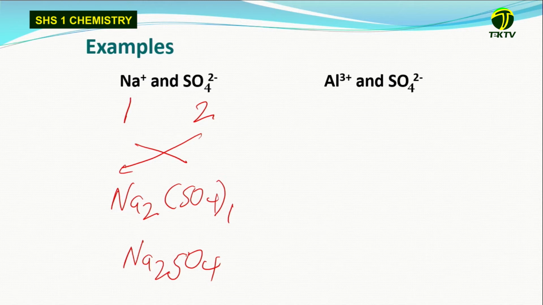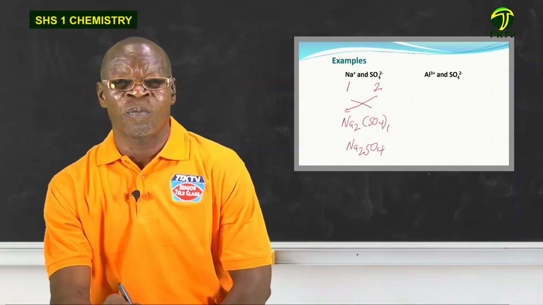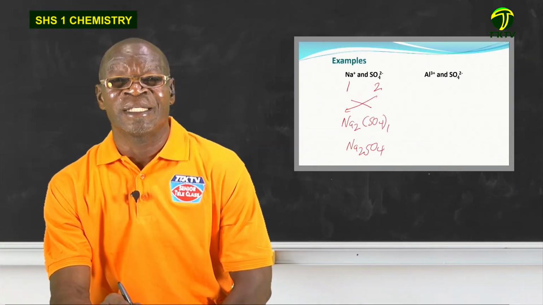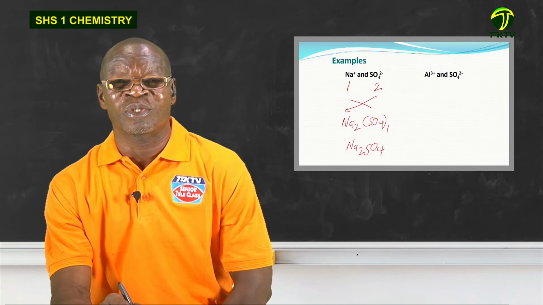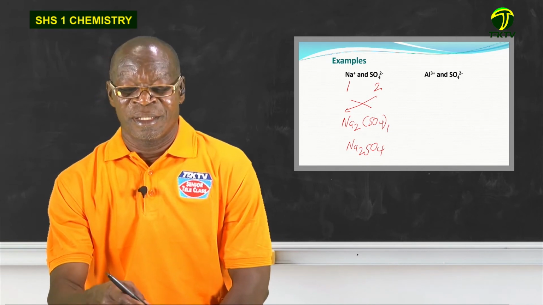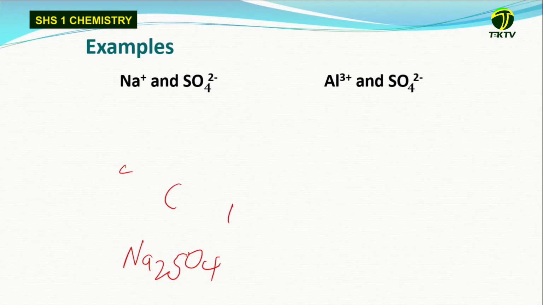I mentioned sodium tetraoxosulfate 6. When we come to nomenclature, naming of compounds, you will understand why it is sodium tetraoxosulfate 6. Let's take aluminium combining with sulfate. Aluminium is coming with +3, so the combining capacity of aluminium is 3. And the combining capacity of the sulfate is 2.